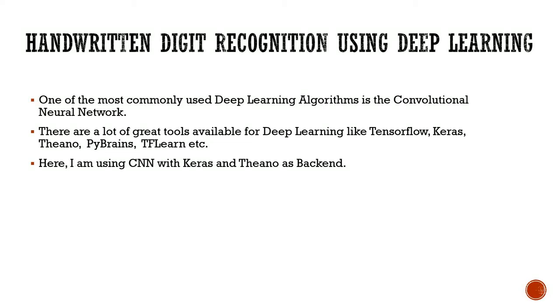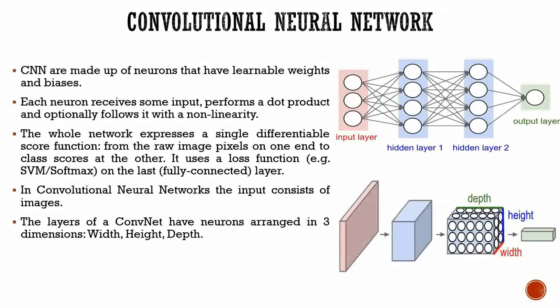Handwritten digit recognition using deep learning. Here we'll be exploring convolutional neural networks using Keras tools, as well as Theano as the backend. Let's first understand some of the basics of convolutional neural networks. Convolutional neural networks are made up of neurons that have learnable weights and biases. Each neuron receives some input, performs a dot product and optionally follows it with a non-linearity. The whole network expresses a single differentiable score function from the raw image pixels on one end to the class scores at the other end.